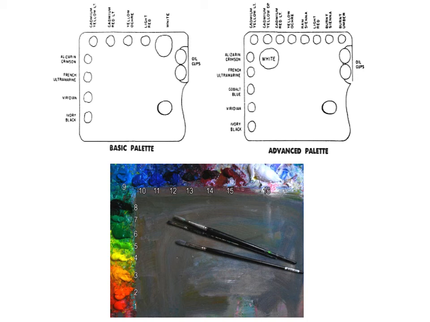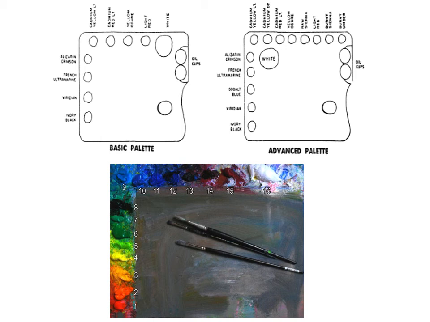You can use an old window frame. They sell glass palettes at Dick Blick's or Michael's. The cheapest thing is just to find an old picture frame and put a white piece of paper in it. It's very important that it's white, and then you have your palette set up for you.